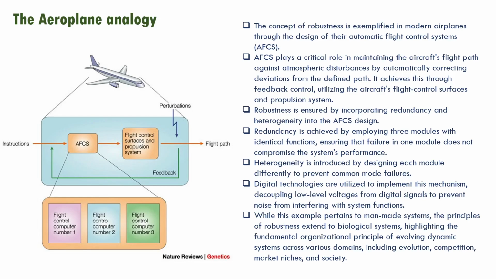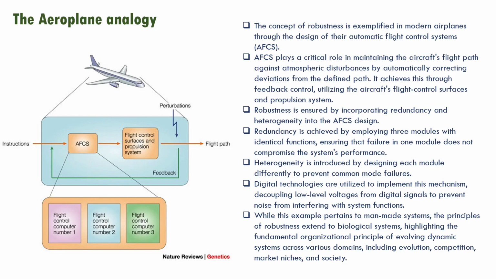And digital technologies are utilized to implement this mechanism, decoupling low-level voltages from digital signals to prevent noise from interfering with system functions. Here also, decoupling. And while this example pertains to man-made systems, the principles of robustness extend to biological systems, highlighting the fundamental organizational principle of evolving dynamic systems across various domains, including evolution, competition, market needs, and society. So this is kind of everywhere, not just in biology. Robustness is something that you see everywhere, and from an engineer's perspective, if you want to build a system, you want it to be as robust as possible.